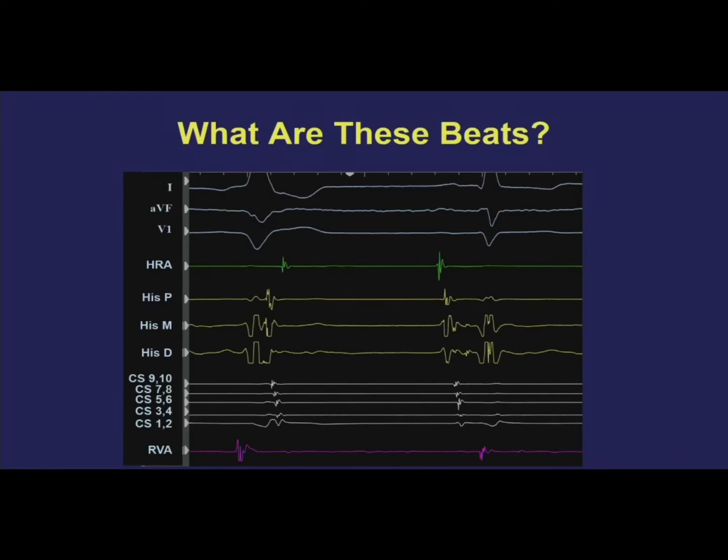So the answer is you need to compare it with this beat. That's a more predictable beat. This is a sinus beat on the right because it looks exactly the same as the last slide. It has the activation sequence. It's earliest in HRA. It has the AH, the HV. Everything lines up. So it's always helpful to compare a beat to sinus.